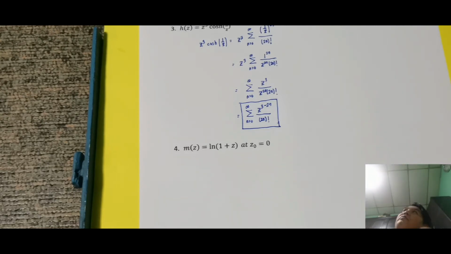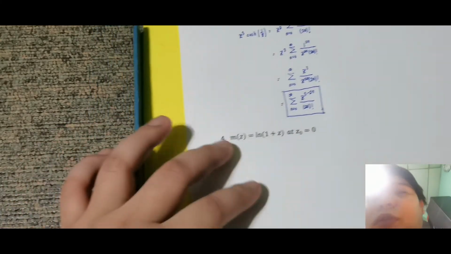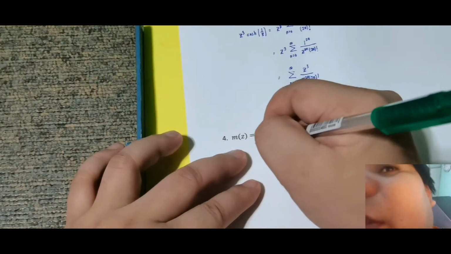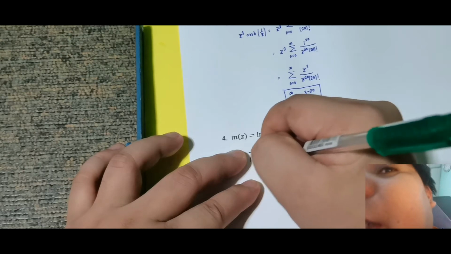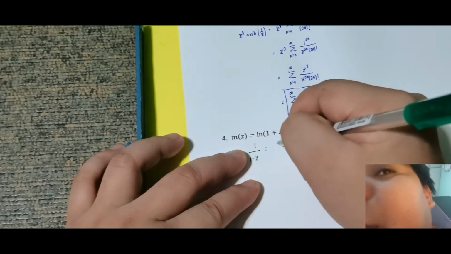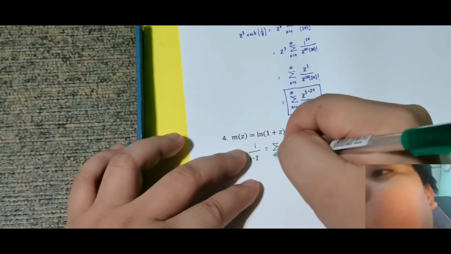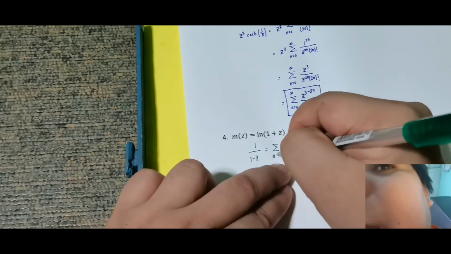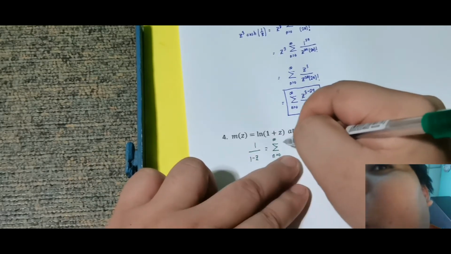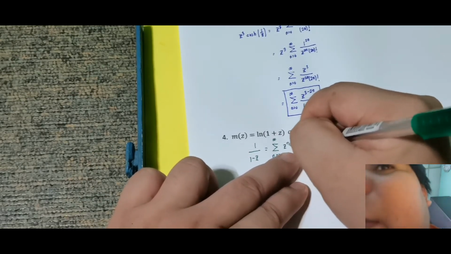Okay, so nag-iisip kasi ako ng way. Remember na meron tayong 1 over 1 minus z. Ma-check ko lang kung tutugma yung gagawin ko. Remember na meron tayong 1 over 1 minus z. This is equal sa summation for n is equal to 0 up to infinity ng z raised to n.